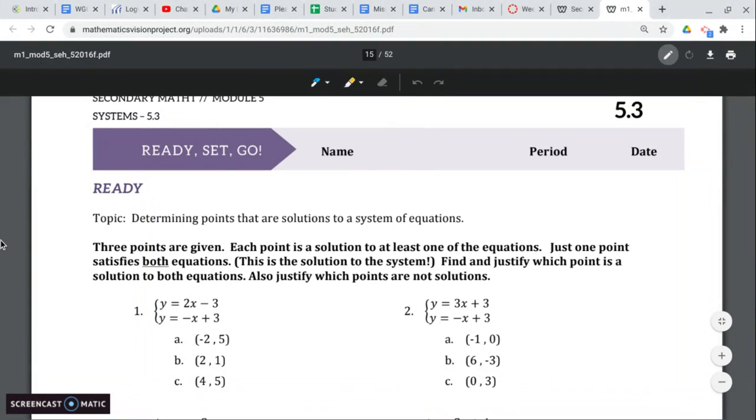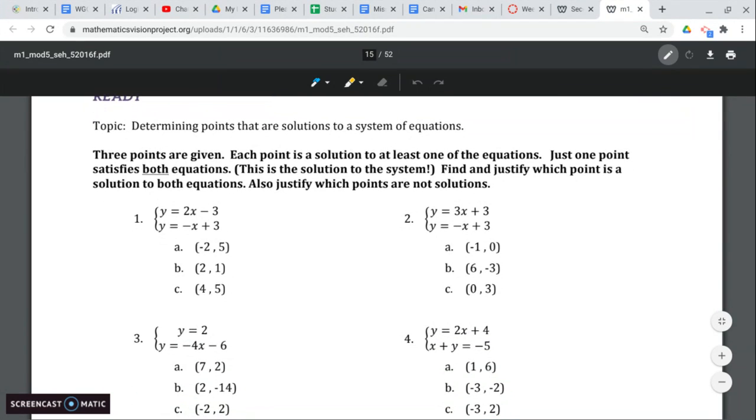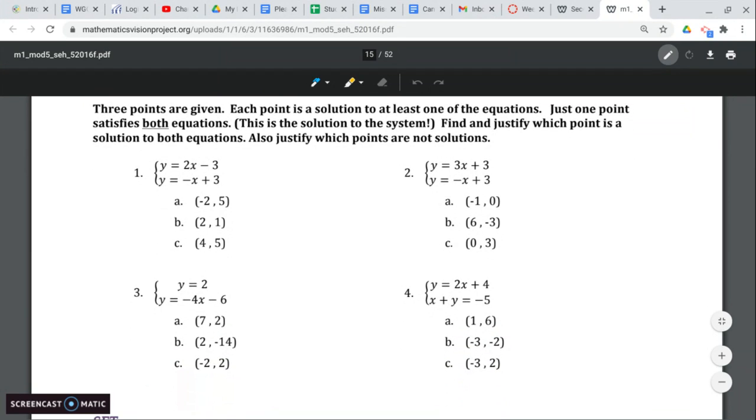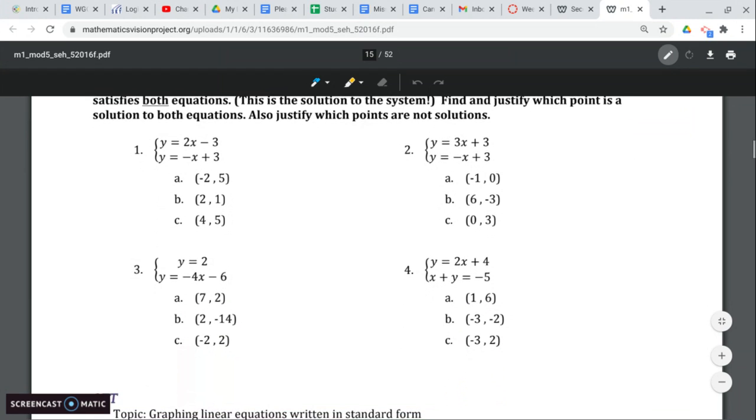All right, so what we're looking at here is determining points that are solutions to a system of equations. Three points are given. Each point is a solution to at least one of the equations. Just one point satisfies both equations, which means you're going to have to check all of them. This is the solution to the system. Find and justify which point is a solution to both equations. Also justify which points are not solutions.